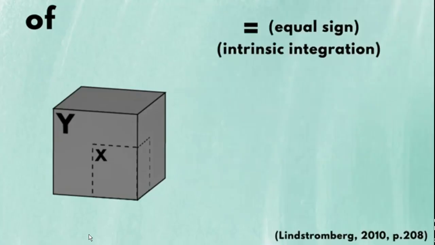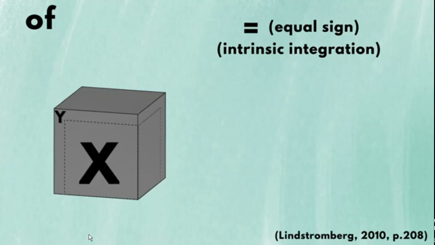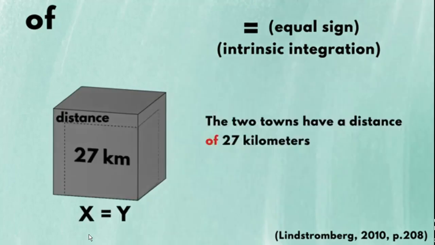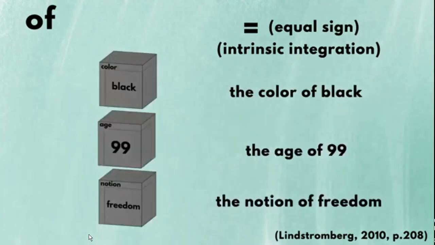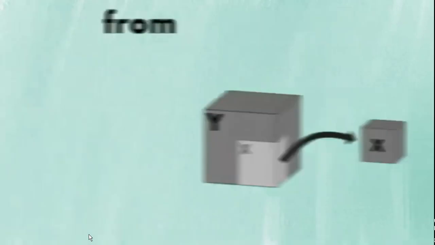When we use the equal sign, it is like we are comparing two things and both are showing an equal result. That is when we use this, like: two towns have a distance of 27 kilometers. So here I am talking about two towns which are equal to 27 kilometers. So at that time we use the equal sign to talk about this. Next, like the color of black, the age of 99, the notion of freedom.